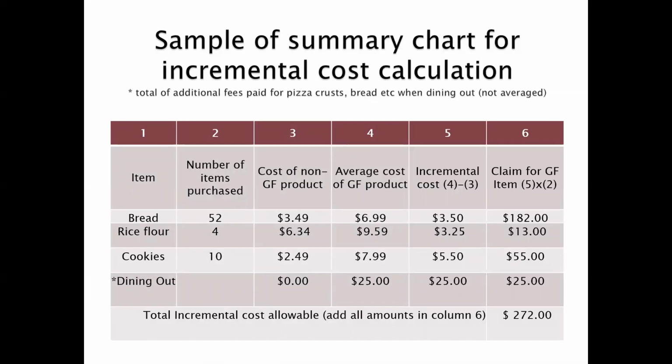The one category, which is the fourth line where it says dining out, that's the total of the additional amounts paid for your pizza crusts, your bread, etc., when you're dining out. It's not averaged. There is no comparable cost. That is just the total of all those incremental costs that you paid when you dined out and had to pay a separate fee or amount for gluten-free bread, buns, or pizzas.